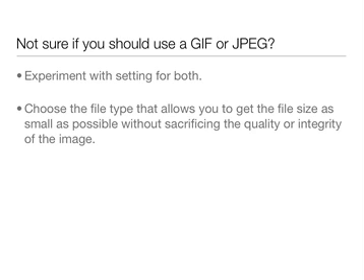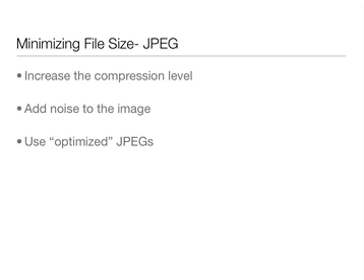If you're not sure if you should use a GIF or JPEG, just experiment with the settings for both in Photoshop. Choose the file type that allows you to get the file size as small as possible without sacrificing the quality or integrity of the image. Some tips for minimizing JPEG size include increasing the compression level, adding noise to the image, and using optimized JPEGs, which include a custom compression table.